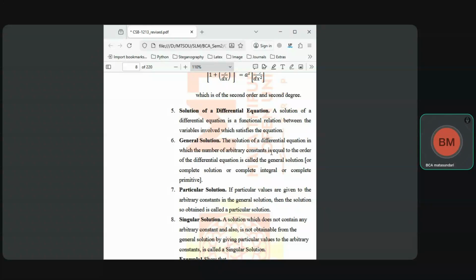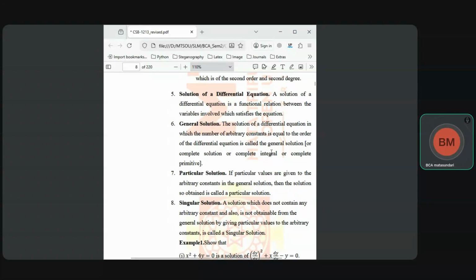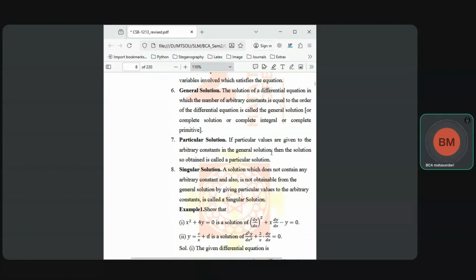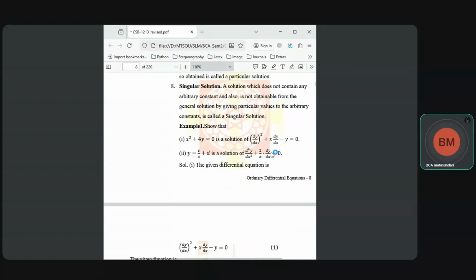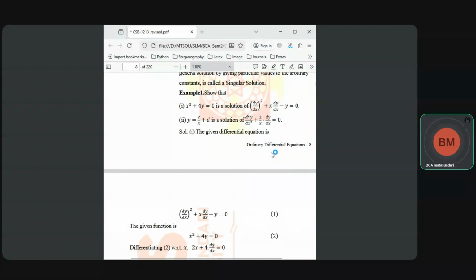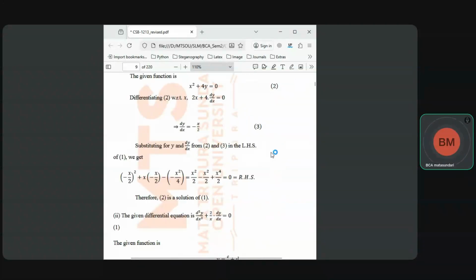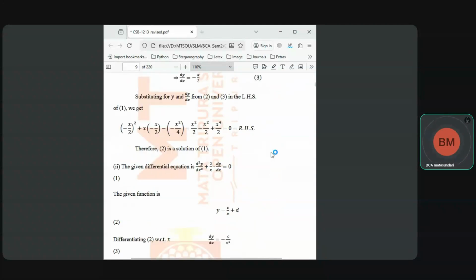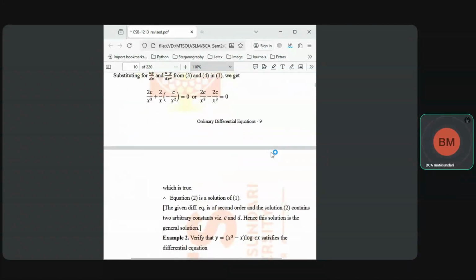Singular solution: a solution which does not contain any arbitrary constant, and which is also not obtainable from the general solution by giving particular values to the arbitrary constant, is called a singular solution. Here are a few examples. Go through this example for better understanding.